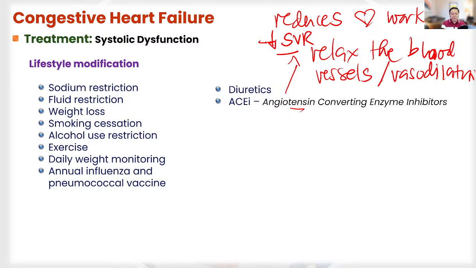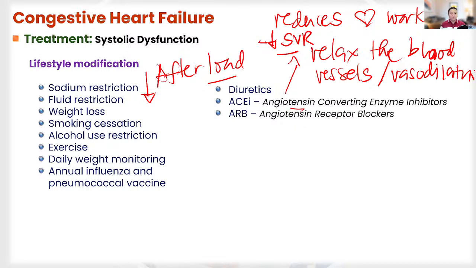Do you still recall that concept about the afterload? If you still do, good for you, because this is very important, guys. When there is an administration of the ACE inhibitors, this will also decrease the afterload, which is basically the amount of pressure that the left ventricle will need to overcome. And so when there is decreased vascular resistance, then the heart will not pump harder this time.